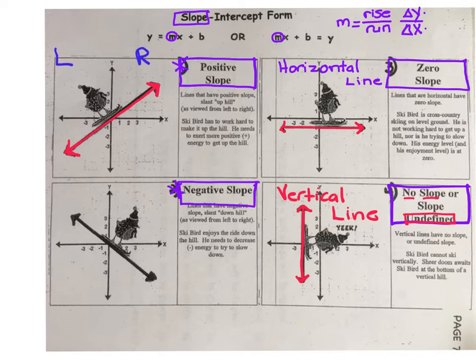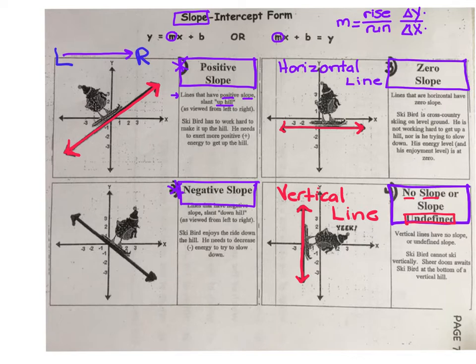Remember, when we examine each of these lines, we're going to move our eyes from left to right on the coordinate plane. Take a look at the first red line with a positive slope, and let's read. Lines that have a positive slope slant uphill. In this case, Ski-Bird is moving uphill.